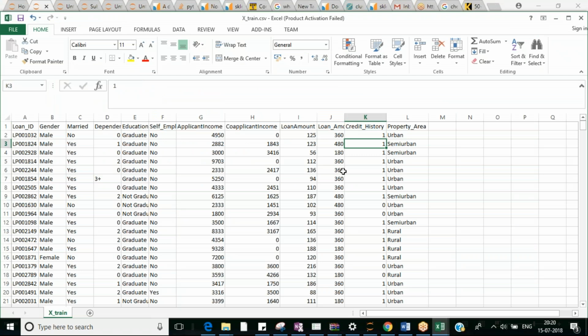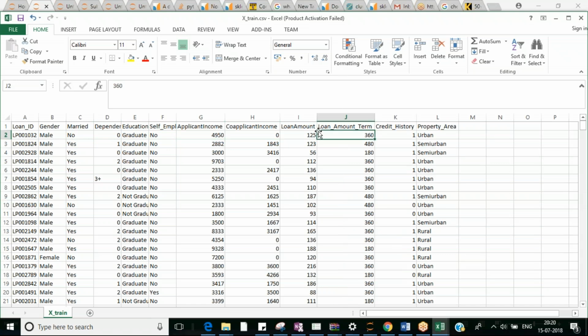A quick thing. What are columns I and J? Both are loan amount? Can you expand J, if you don't mind? This is the loan amount, this is the term, and this is the term. Okay. Fine.